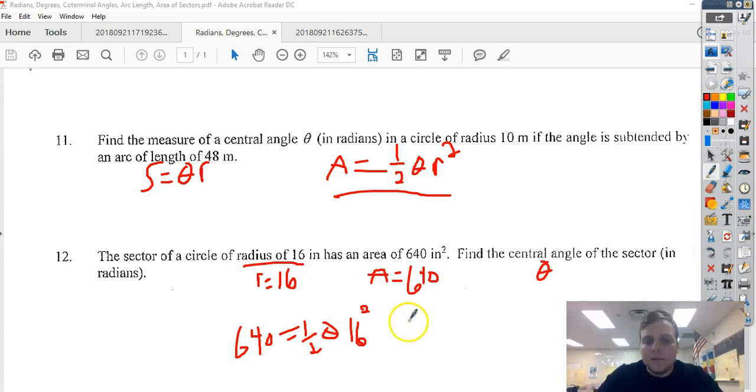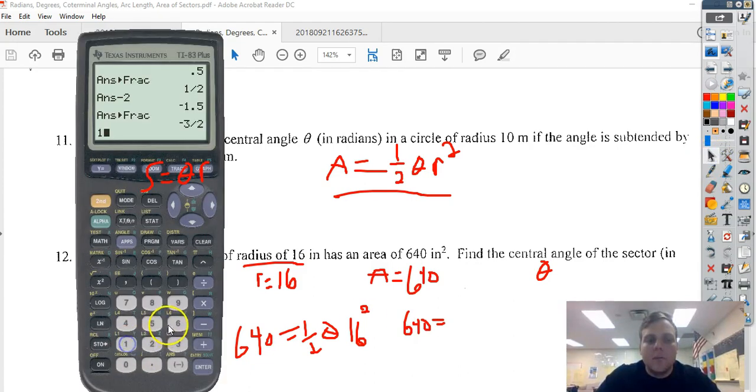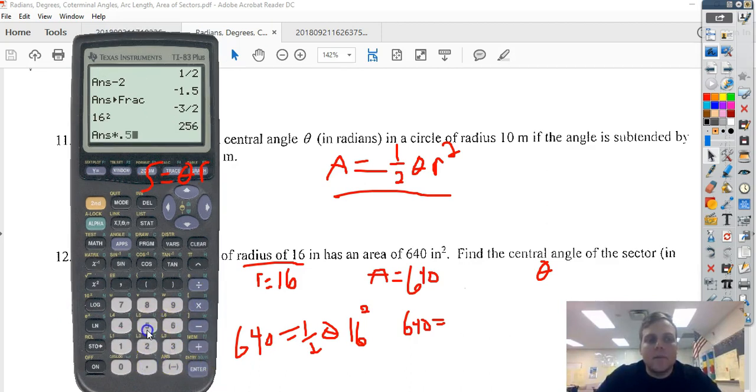So what I mean by that is, in this case I would get 640 is equal to, well, what is 16 squared, and then I need to multiply 1/2 by it. Pretty sure 16 squared is 256. Oh, that's right, so I multiply by 0.5, or I could divide by 2, it's the same thing. I get 128. So it's equal to 128 times theta. So then I just need to divide 640 by 128.